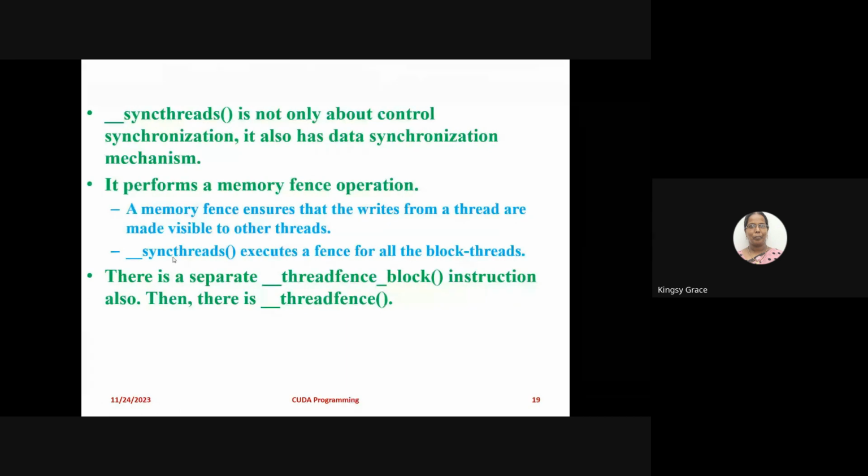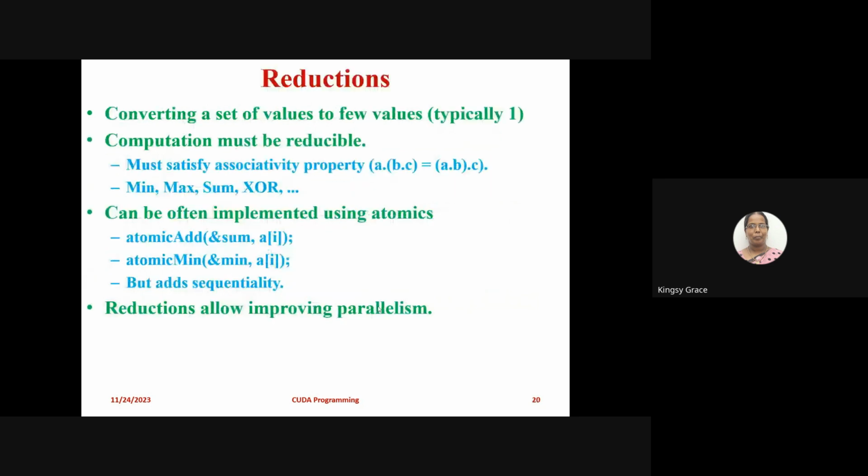And there are threadfence_block and threadfence. These instructions are there for fencing the block and fencing the threads, and you can use those statements too. Reductions: already we have seen the reductions, and dot product and all. In the reductions too, instead of synchronization, we can use atomic add and atomic min, all these functions.